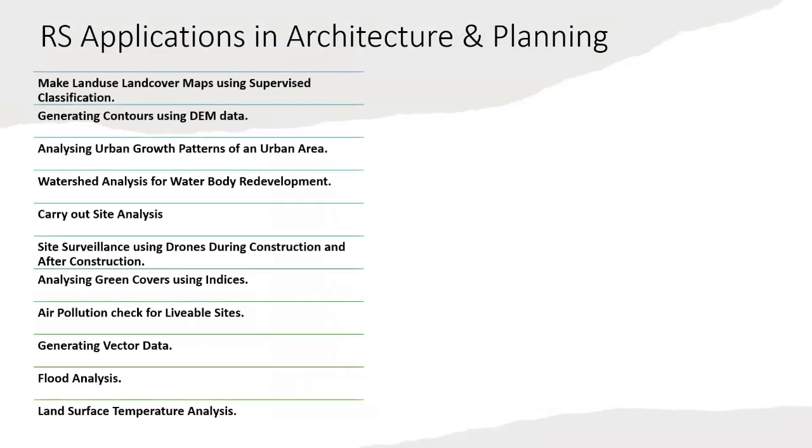How is remote sensing applicable in architecture and planning? Why do we need to study it in architecture and planning? These are some of the use cases where remote sensing can be applied in architecture and planning processes, like making land use land cover maps. Everybody would be aware what is a land use land cover map, right?